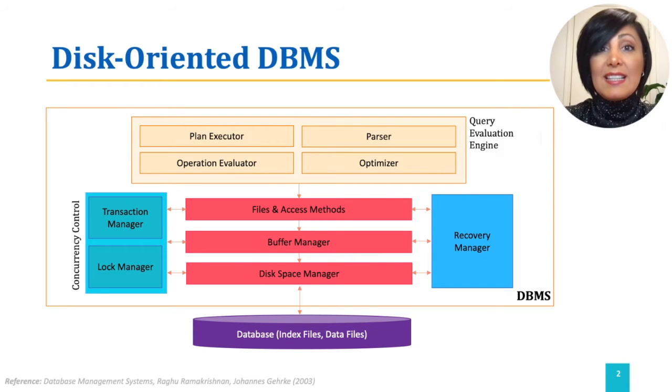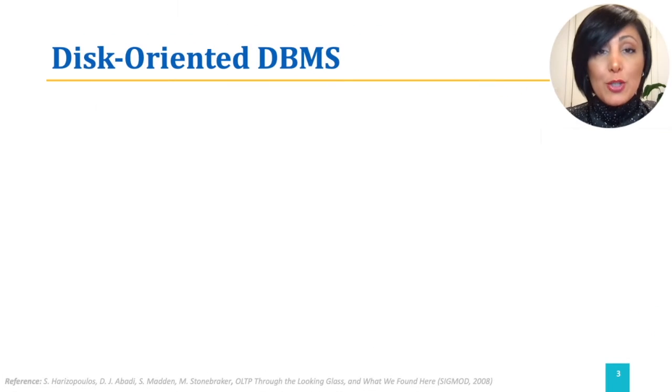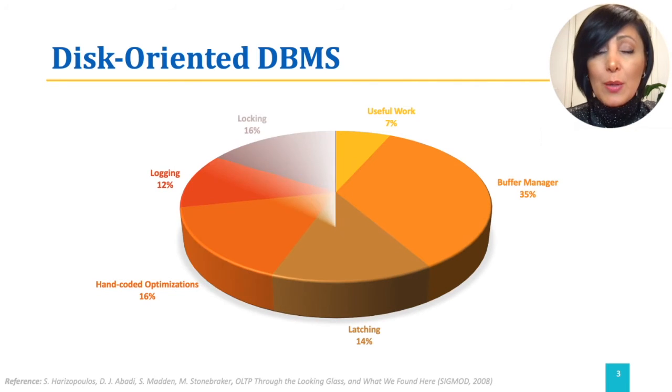This is disk-oriented database management systems architecture. A research performed in 2008 shows that the amount of useful work resulting in the final needs of working with data in a disk-oriented database management system is about 7%. The rest of the system resources are spent on working details of the database management system. Buffer Manager, with 35%, has the highest percentage in the required tasks.